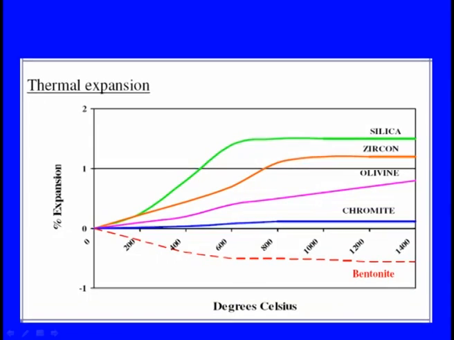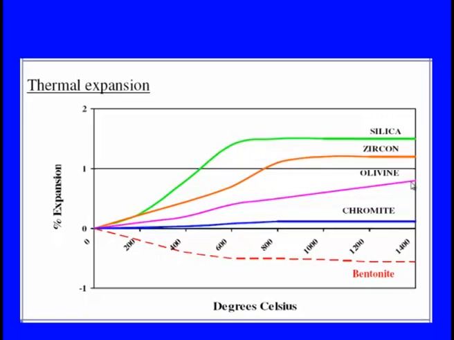Next one, we will see the olivine sand. This pink colored one indicates the thermal behavior of the olivine sand. As the temperature is increasing, it starts expanding. At about 600 it is expanding more, and it is continuously expanding, but certainly its expansion is lower than the expansion of silica and zircon sands.